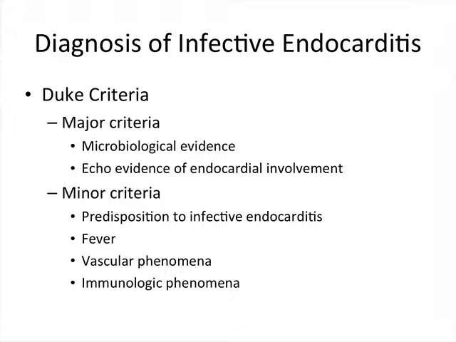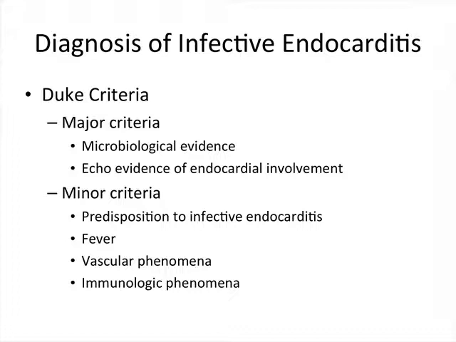Other minor criteria are consequences or manifestations of the disease, such as fever greater than 38 degrees Celsius, vascular phenomena such as arterial embolism, pulmonary infarcts, mycotic aneurysms, intracranial hemorrhage, and Janeway lesions, and other immunologic phenomena such as glomerulonephritis, Osler nodes, Roth spots, or positive rheumatoid factor.